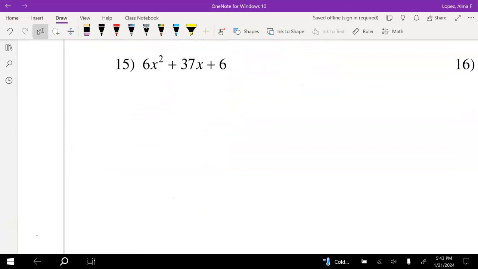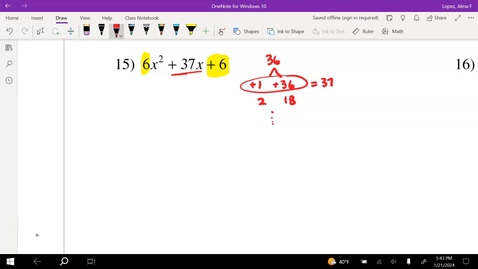Now let's look at number 15. 6 times positive 6 is 36. Factors of 36 are 1 and 36, 2 and 18, and so forth. But immediately I notice, hey, I'm trying to get these to add up to a positive 37. So I think I can do it with the 1 and 36. I'm going to make them both positive, and they do add up to a positive 37x. I'm going to rewrite the first term, and now rewrite the 37x using these two numbers: plus x plus 36x plus 6.